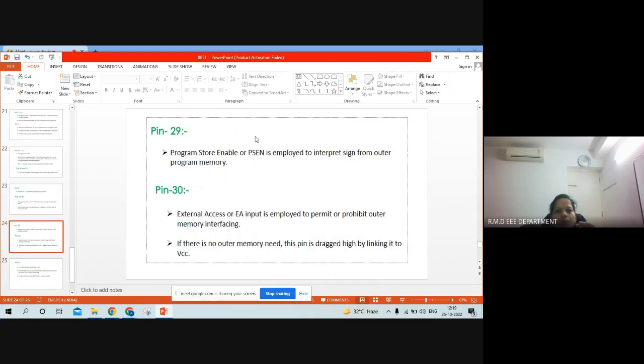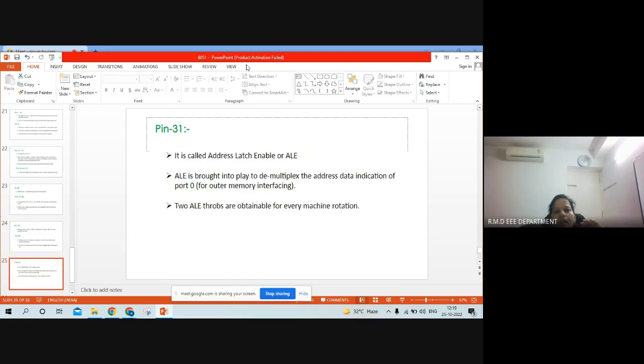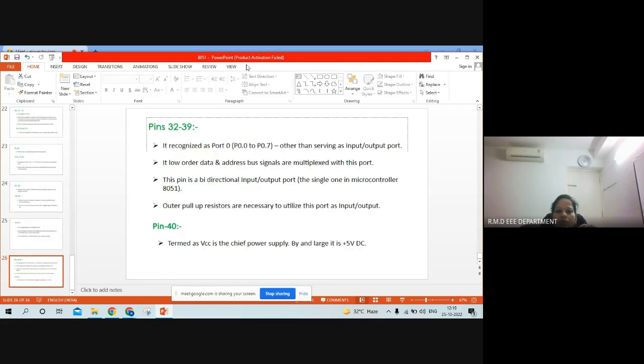Pin 29 is for PSEN, that is, program store enable, to read the signal from external program memory. Pin 30 is the external access, or EA, input used to permit external memory interfacing. Then pin 31 is address latch enable, which is used to demultiplex the address data signal of port 0. Then pins 32 to 39 are recognized as port 0, and apart from acting as an input and output port, it also carries pull-up resistors. This is a bidirectional input output port. Pin 40 is termed VCC, which is meant for providing the power supply.